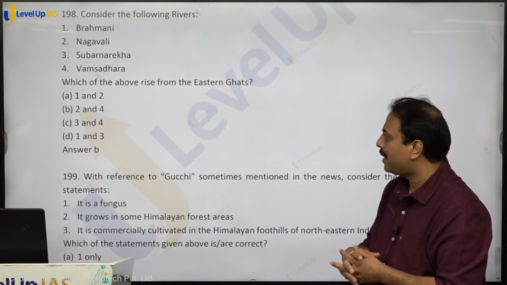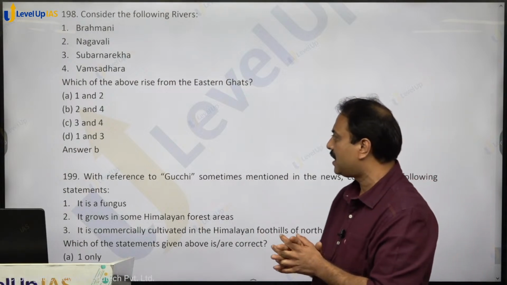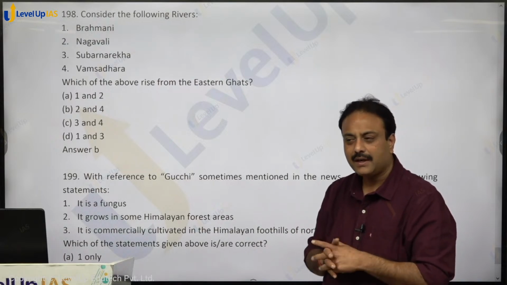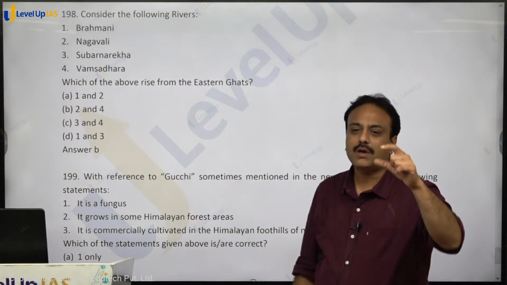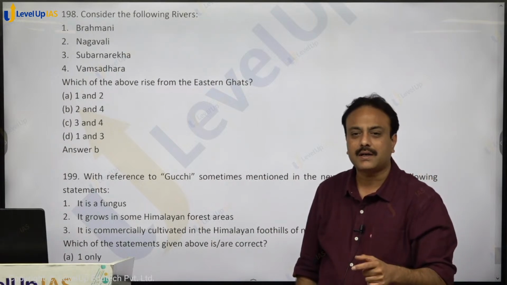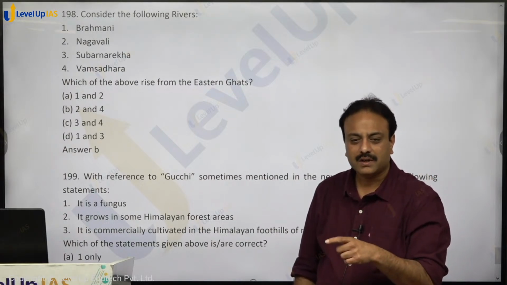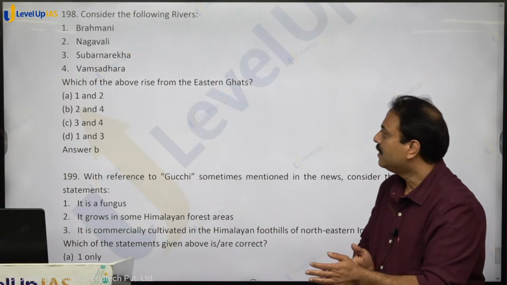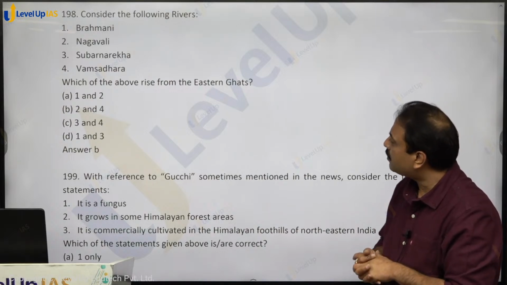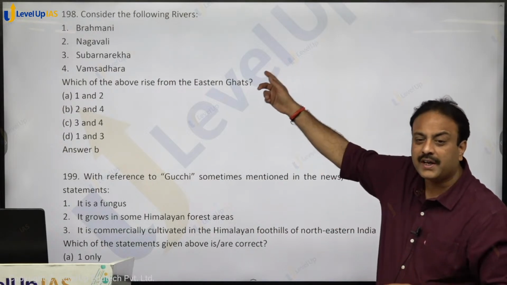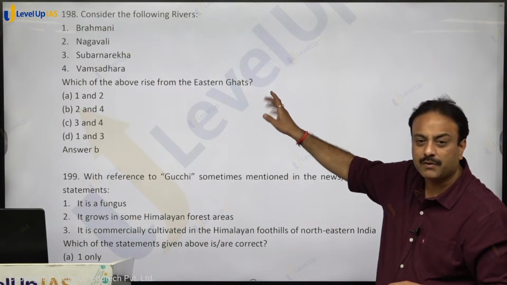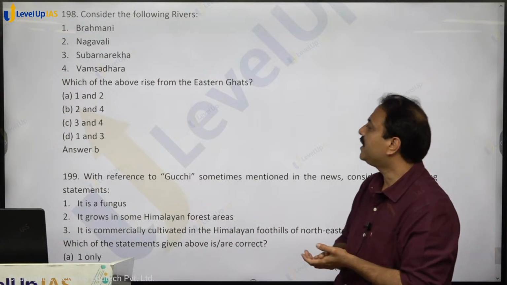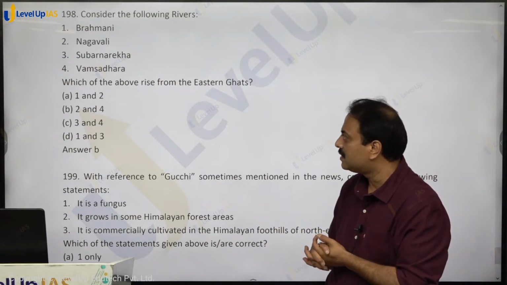Consider the following rivers: Brahmani, Nagavali, Subarnarekha, Vamsadhara. Again there is a question on Vamsadhara, right? You should work on the PYQs, all the options A, B, C, D. They will help you out. The question will be framed from there only. Which of the above rise from the Eastern Ghats? Earlier it was asked in the Godavari tributaries, with Vamsadhara as an option, whether it is a tributary of Godavari or not. Now it is asked which of the above rise from the Eastern Ghats?